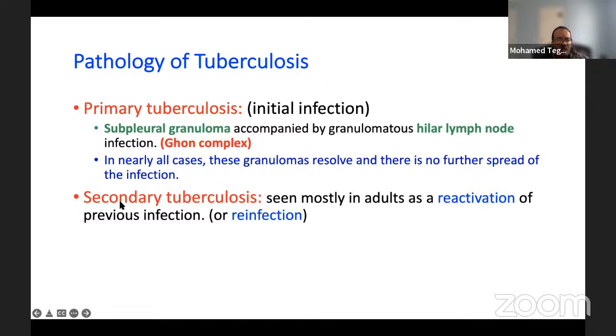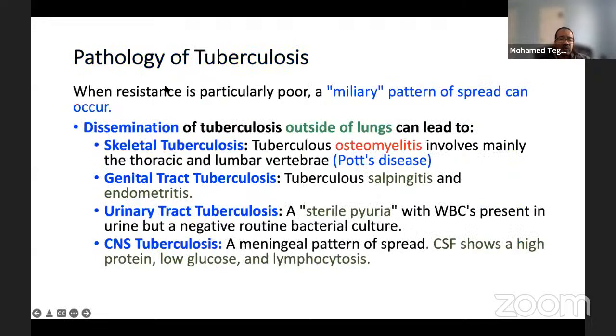The second form of disease, which is secondary tuberculosis, is seen mostly in adults as a result of reactivation of the latent TB, or possibly also reinfection. As a patient's immune system gets weaker, the latent mycobacterium can become active, and this will result in a form of miliary TB, and that results in dissemination.